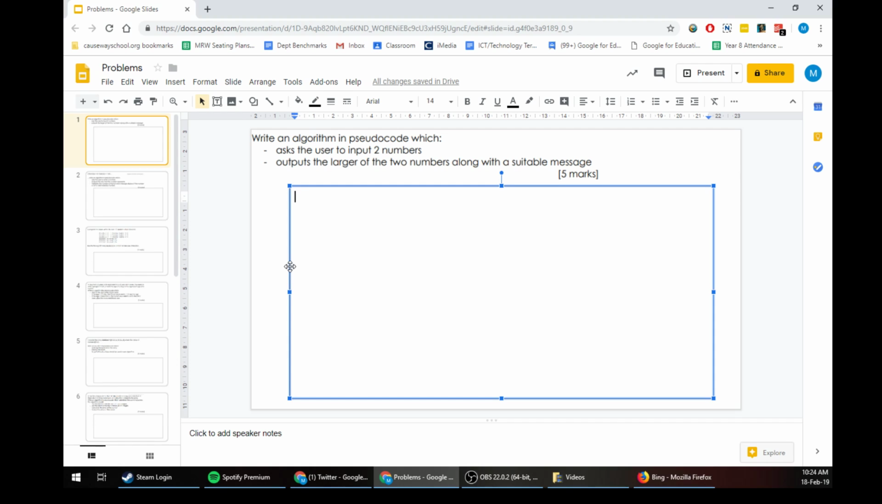So this first one here, we can see, write an algorithm in pseudocode that will ask the user to input two numbers and output the larger of the two numbers along with a suitable message. It's worth 5 marks. So the first thing you need to make sure you can do is, strangely enough, make sure the user can input two numbers. So we're going to do num1 equals input, num2 equals input. So straight away we're saying that we're going to create a variable num1, which is going to have whatever's inputted, same with num2.